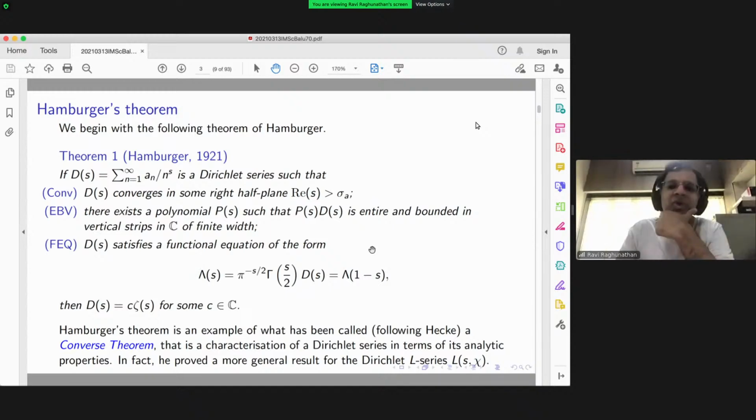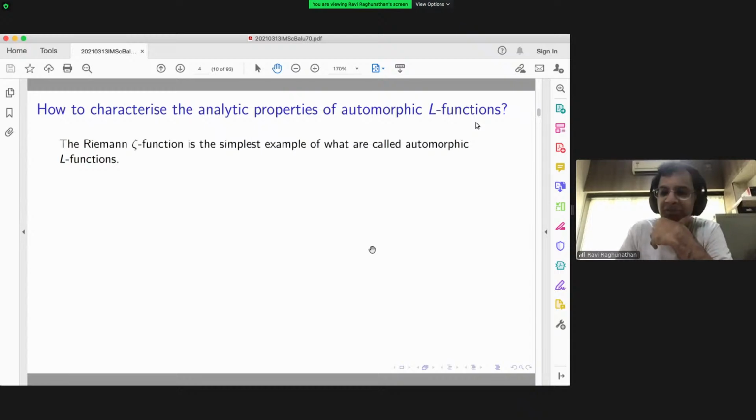So in some sense, motivated by Hamburger's theorem and of course many other developments to which I'll come back a little later, I would like to ask the following question that many people have asked. How to characterize the properties of automorphic L functions? In other words, can you give a set of analytic properties that more or less characterizes the properties that automorphic L functions have? And the Riemann zeta function, of course, is the simplest example of what are called automorphic L functions.